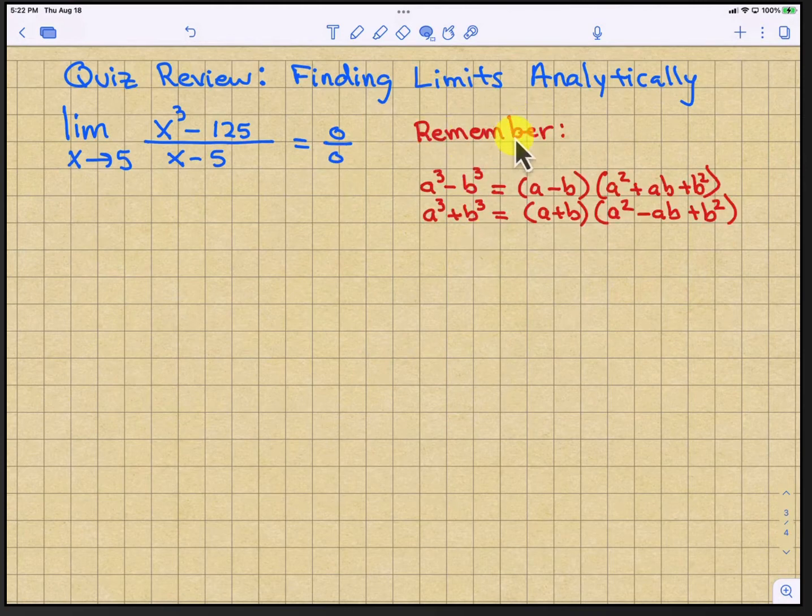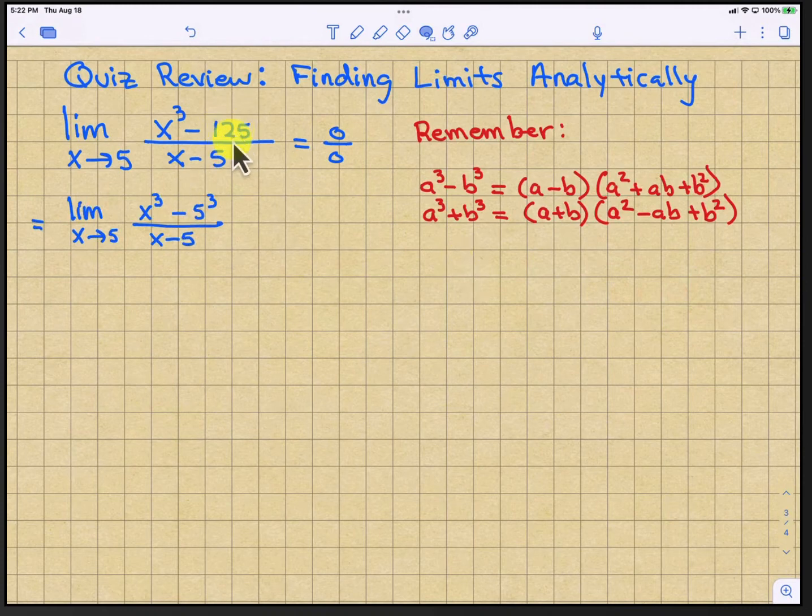Now let me remind you of a formula that you'll need. The first one is a cubed minus b cubed, and that is equal to a minus b times a squared plus ab plus b squared. And of course, if you have the plus in the middle, then it's very similar. But as you can see, in this problem we have x cubed minus 125.